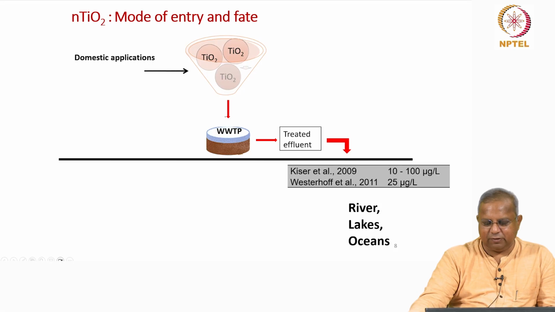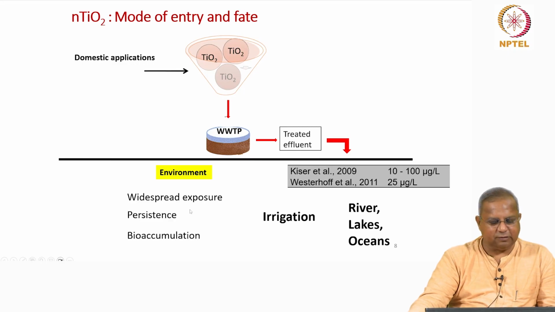Despite that, they end up in rivers, lakes and oceans. Irrigation becomes a problem, environment becomes a problem. Widespread exposure, persistence, bioaccumulation, all these are big terms in this context. All this happens, and of course there are toxic effects in all the waters that humans use.